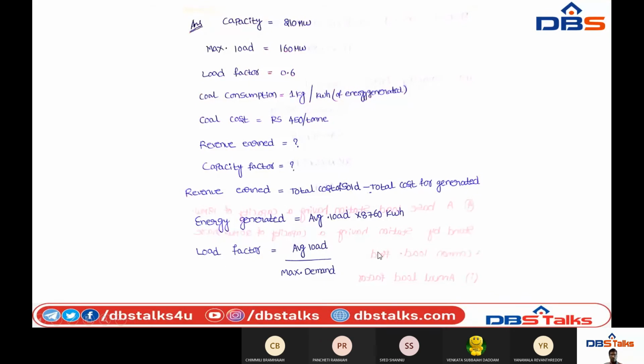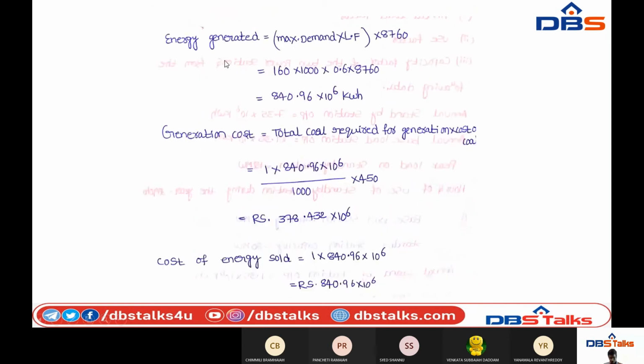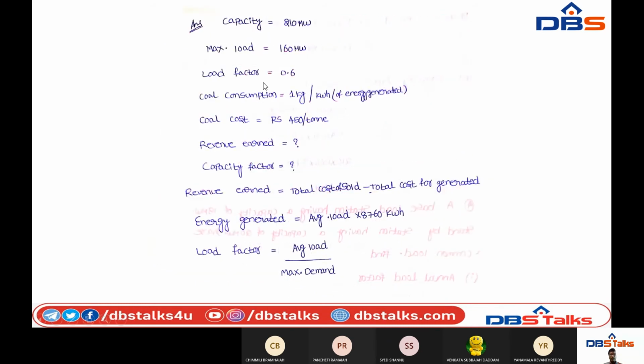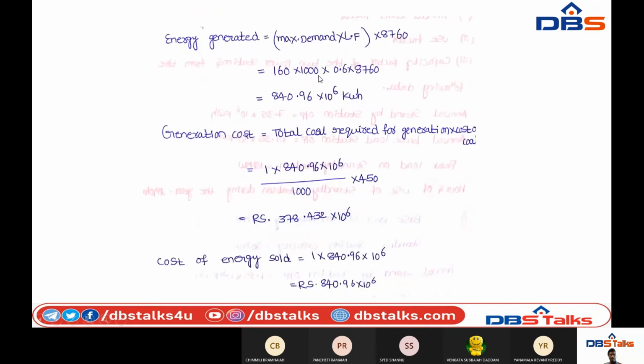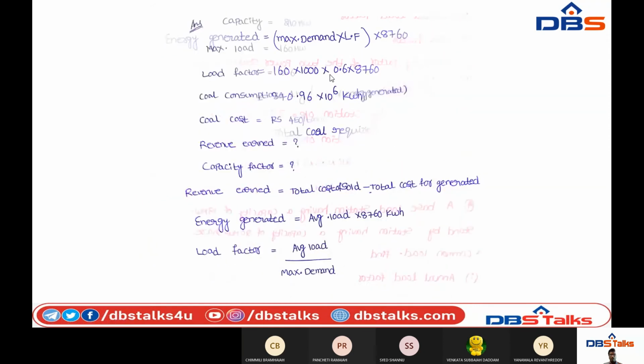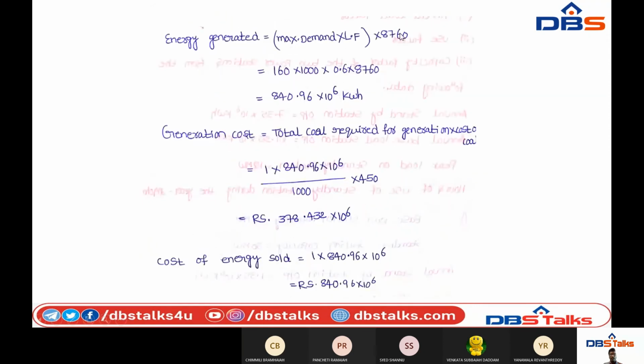After then, load factor is average load divided by maximum demand, or maximum load. First of all, I'm finding the value of energy generated, which is maximum demand into load factor into 8760. Maximum demand is already given, which is 160 megawatt. 160 megawatt, converted into 1000, into load factor 0.6, into 8760, and we get the value of 840.96 into 10 power 6 kilowatt hour.